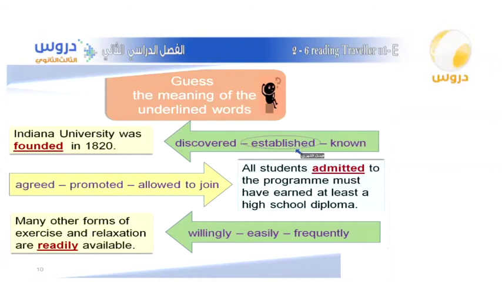So all students admitted to all program must have earned at least high school diploma. So the word admitted, is it allowed to join or promoted or agreed? What do you think? Okay, the word admitted, is it agreed, promoted, or allowed to join? Okay, supposed to be one of those 3 options.